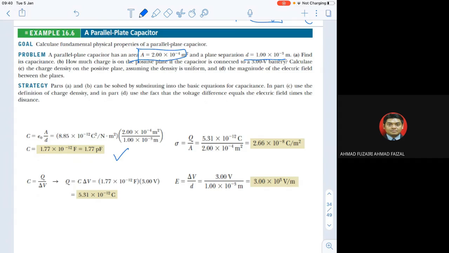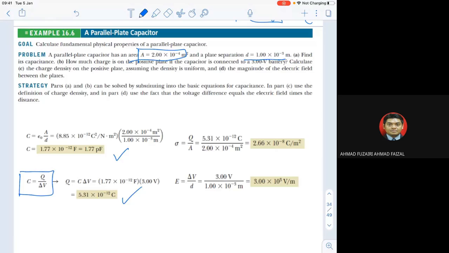So we need to use capacitance equals Q over V, so Q equals CV. Use the value we calculated earlier, and multiply by 3 volts. So you can get 5.31 times 10 to the power of negative 12 coulomb. That is the charge.